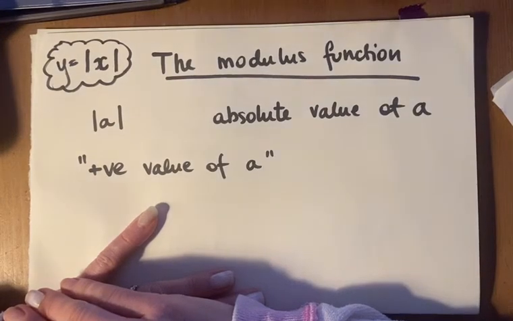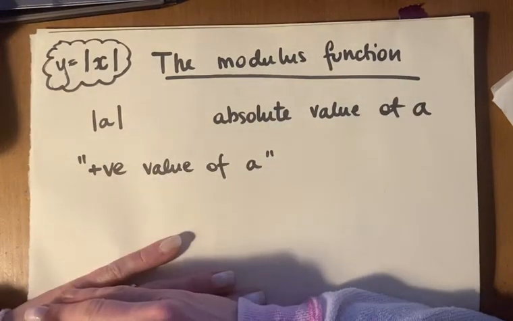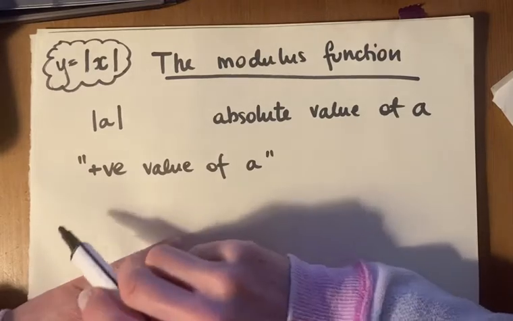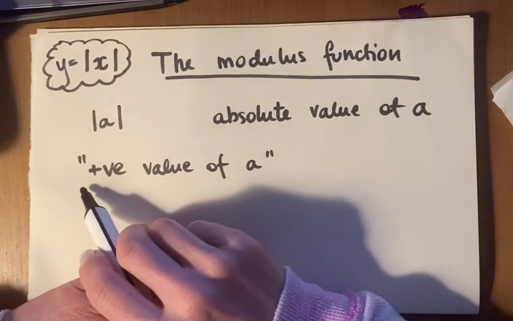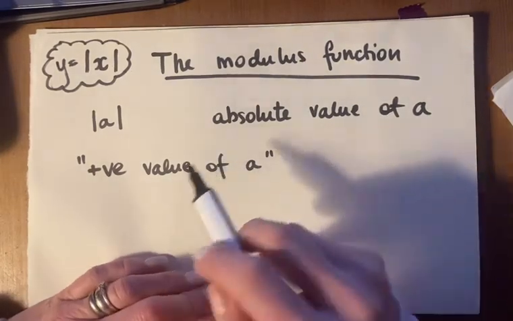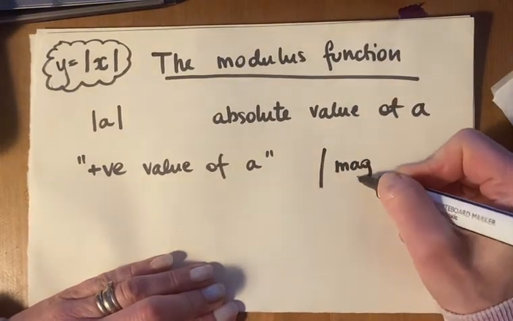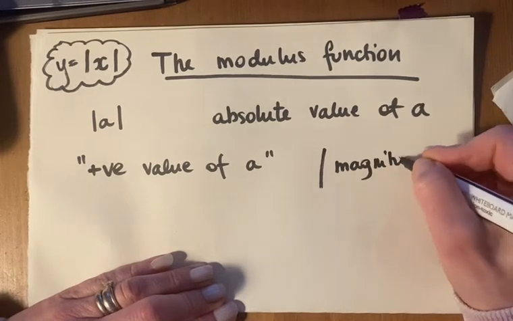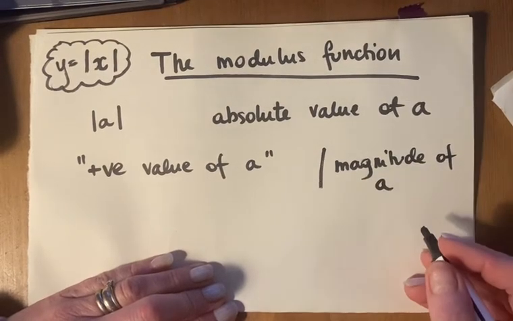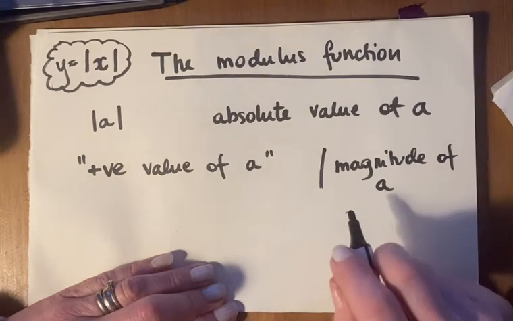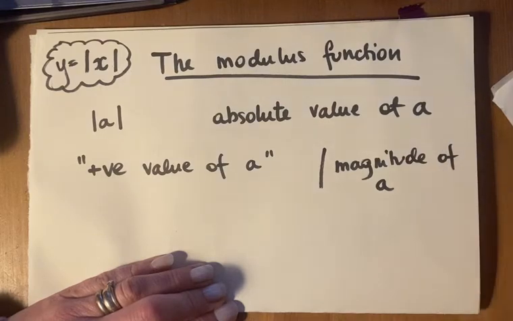So let's think, what is the modulus of a number, if that number is a, going to be equal to? First of all, this is notation. You could also call it the absolute value of a. You could think of it as the positive numerical value of a. You could also think of it as magnitude, so the size of a, how big that number is. For example, the size of 5 is 5. The size of minus 5, so how big is a debt of £5, is still 5.